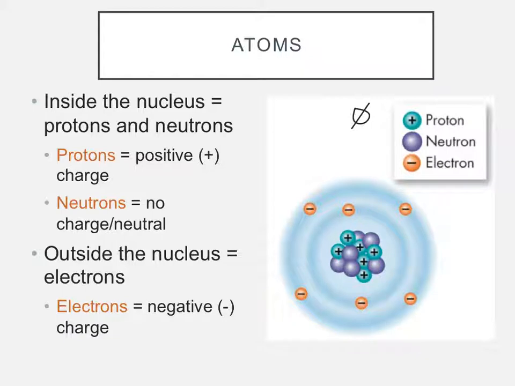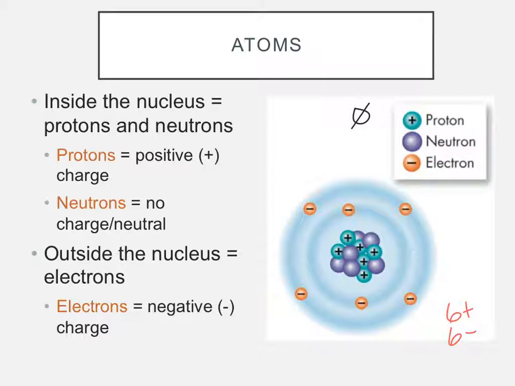And so when we look at this image, we can count the number of positives: 1, 2, 3, 4, 5, 6. So in this particular element, we have 6 positive charges, and then we start counting our negative charges: 1, 2, 3, 4, 5, 6. And we notice we have 6 negative charges. So the 6 positive charges equal the 6 negative charges. So this atom overall is neutral. There's no charge on this atom.